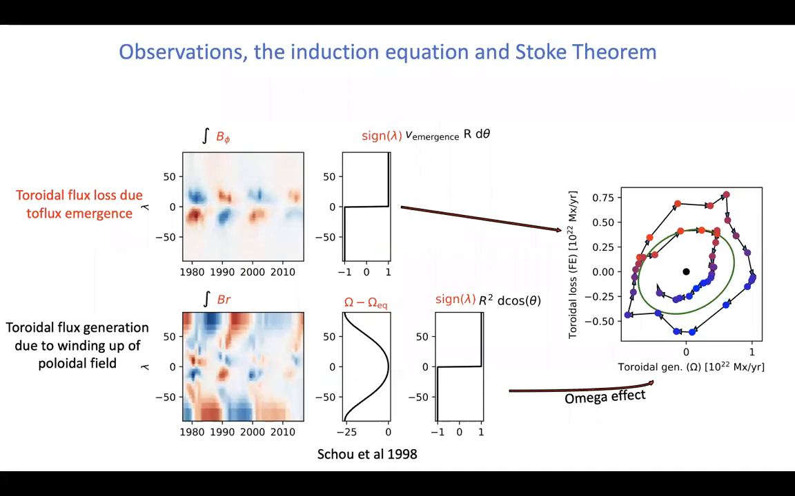Now we can make a nice little image of this. On the bottom, we have the winding up of the field: B_R times the differential rotation times the geometrical factor. The sign lambda is in there because I want to average both hemispheres together, and they have different polarities in each hemisphere. This goes on the x-axis in the plot on the right-hand side. On the top row, we just have the loss due to the toroidal flux: the toroidal flux times the velocity at which we see it coming through the surface. So all of these are observable.